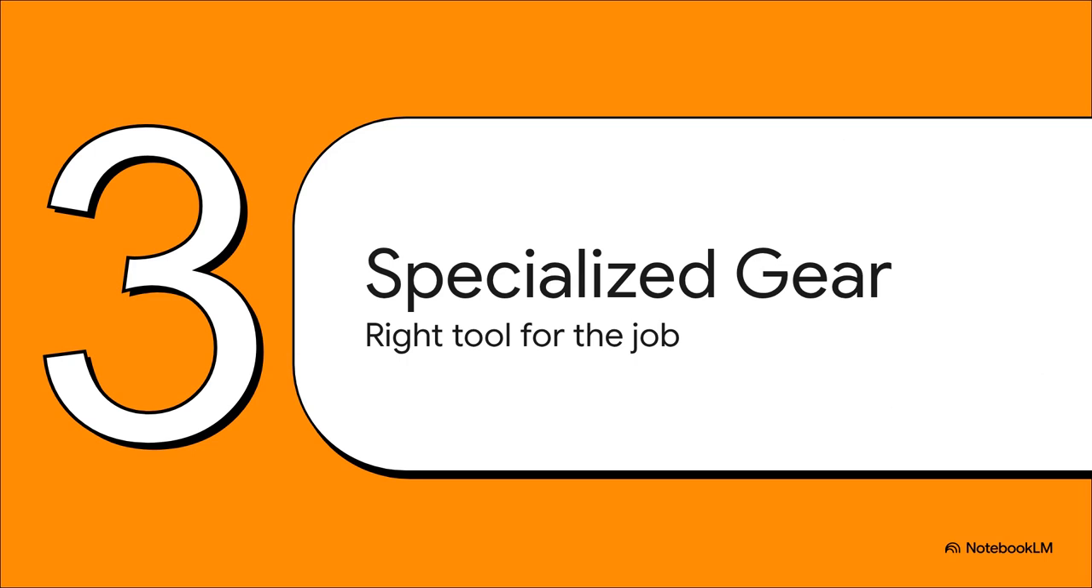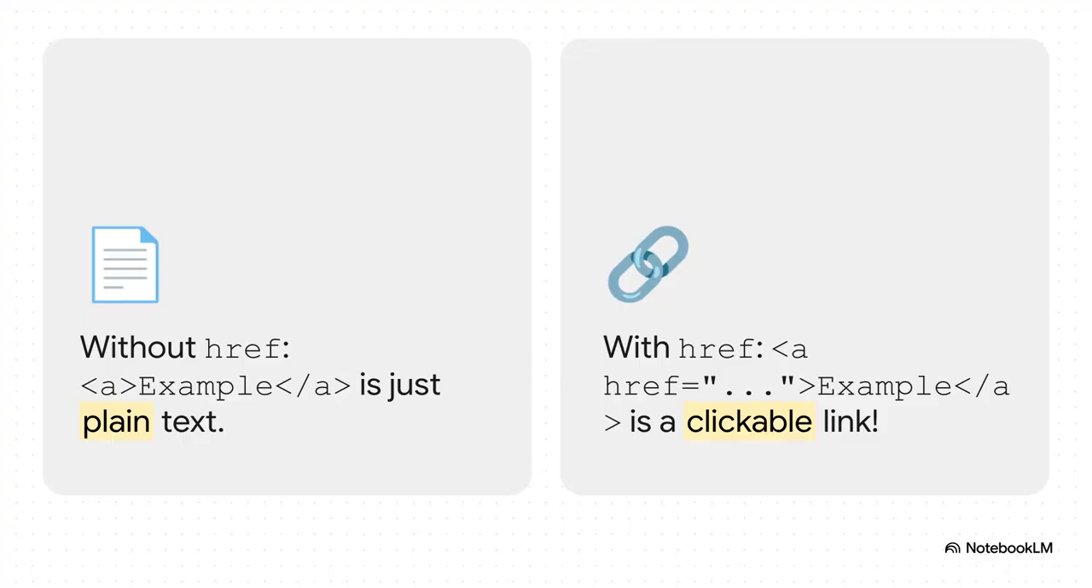Okay, so we have our everyday tools. But sometimes you need a specialized piece of equipment. And that's where element-specific attributes come in. These are designed for one very particular job. I mean, a perfect example is the anchor tag. Without that href attribute, an A tag is just text. It does nothing. But the second you add href and give it a web address, boom, you've got a hyperlink. That one attribute gives the tag its entire reason for existing.